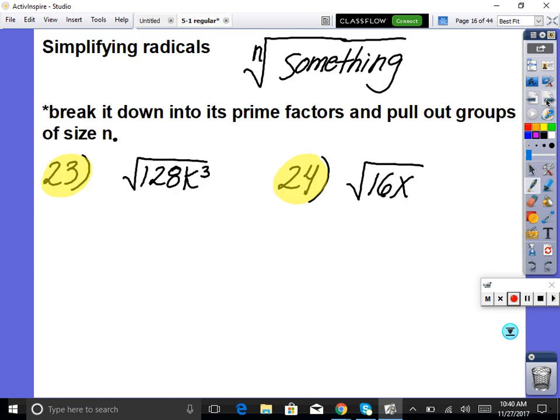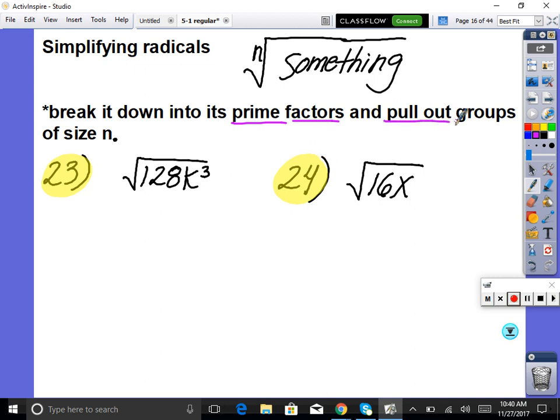Okay, let's get to simplifying bigger ones. Here we go. Focus, focus, focus. So guys, when simplifying radicals, we have the nth root of something. You break it down into its prime factors. Now prime means nothing more multiplies to be it besides 1 and itself, or you've broken it down completely where you can't break it down anymore.